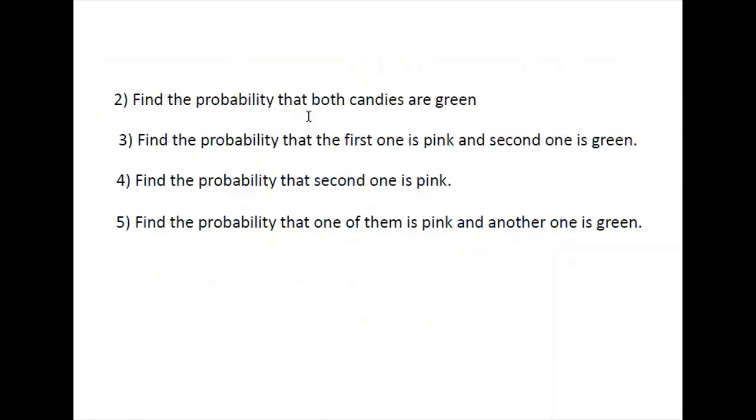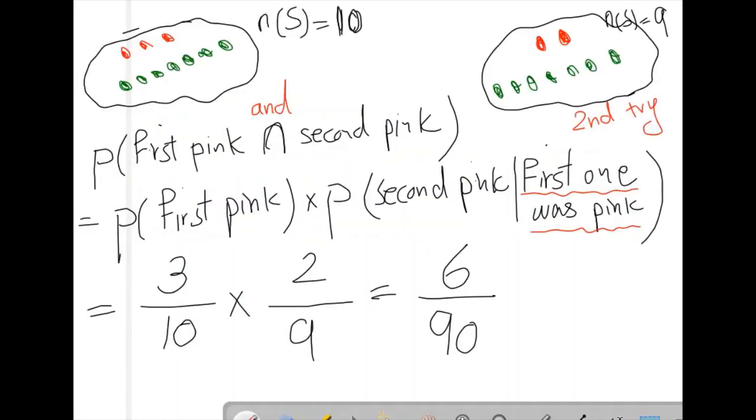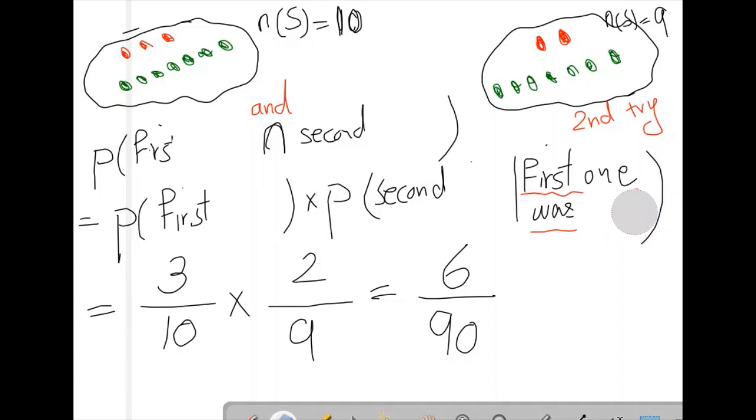Find the probability that both candies are green. Okay, both are green, it means the first green, the second green. According to the multiplication rule, we can write like this: the first green and the second green is the probability of first one green multiplied by second one green, given that first one was green.